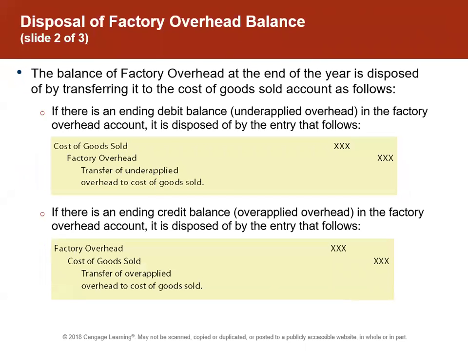So if it's under applied, we need to charge that to cost of goods sold. We would take the balance, debit cost of goods sold, and credit factory overhead.